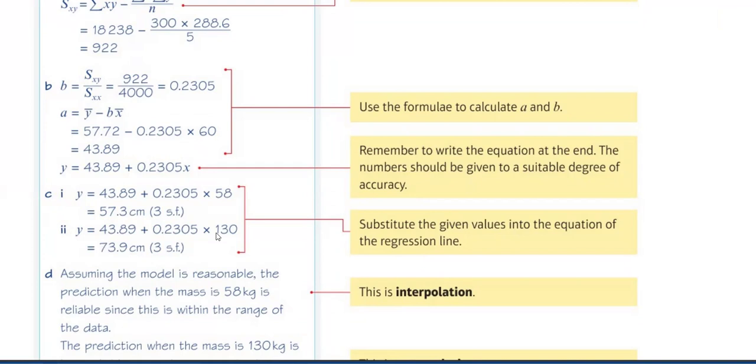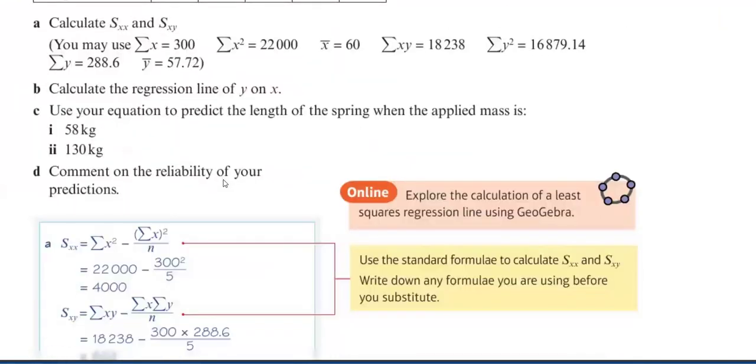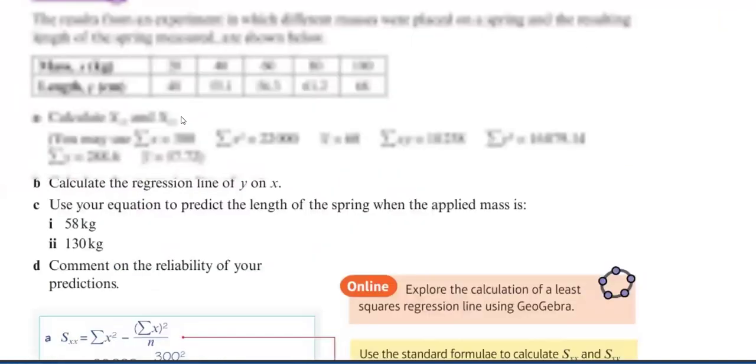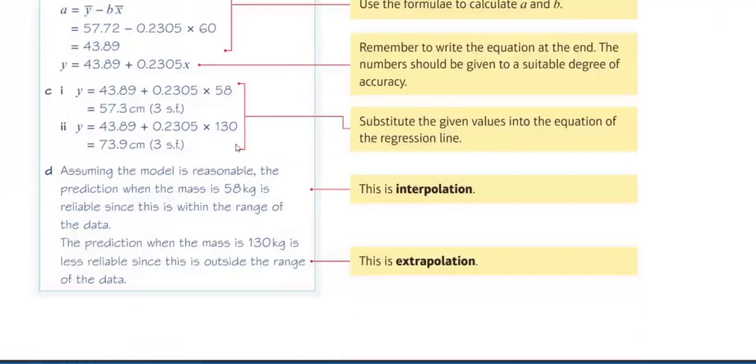Also, after substituting 130, the answer is 73 something. 130 is out of the data range. 73 is more than 68. It is reliable. Therefore, this regression method is good for predicting data.